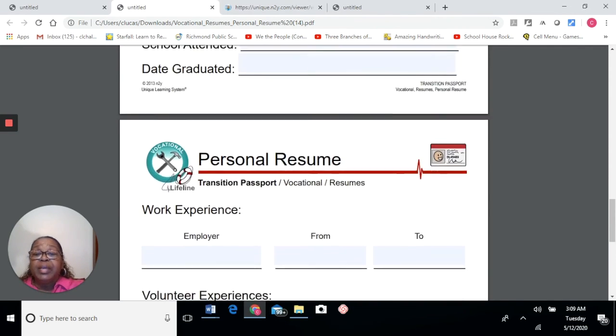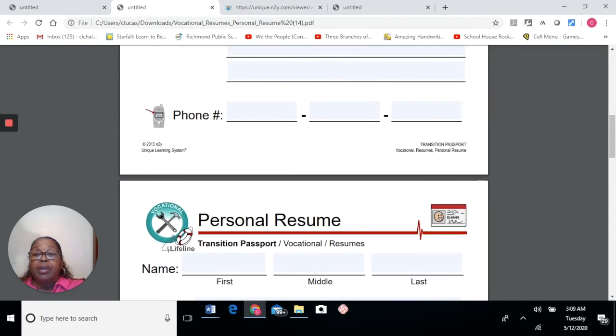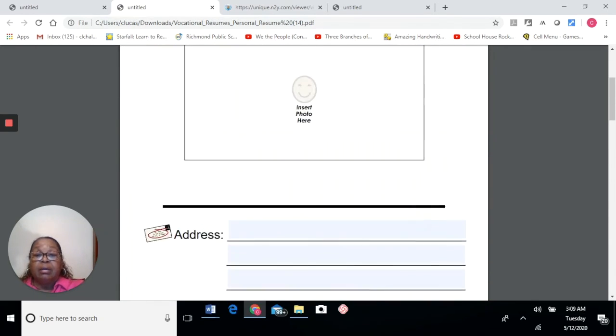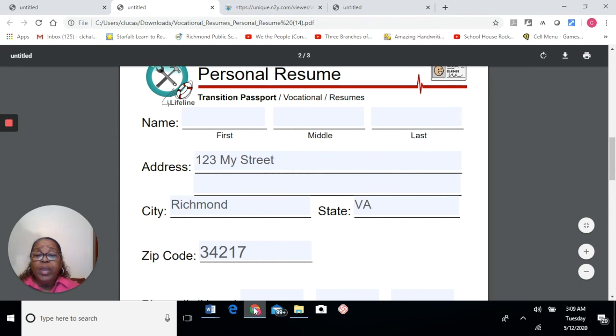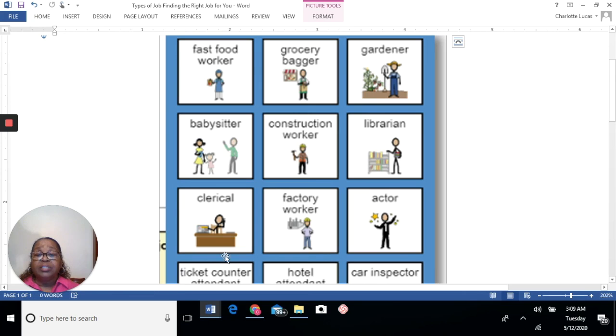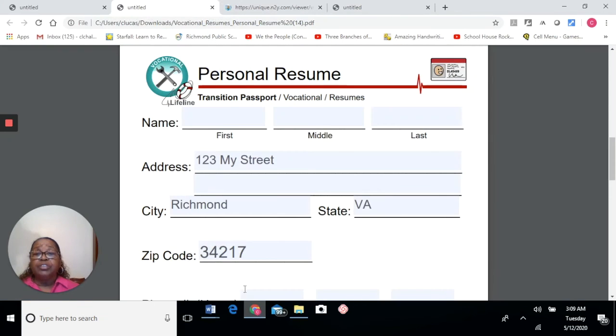So the resume is a very, very important part of getting a job. And to fill out a resume, remember there are two ways to do it. You can have a hard copy and fill it out, or you can do it online. Either way is fine, but in order to get a job, that's what you're going to have to do. So we have gone through the whole process of getting a job.